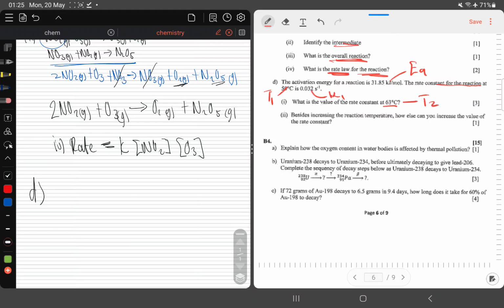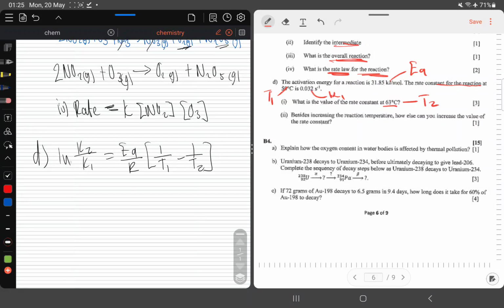So the moment you get two temperatures, we said you're going to use this version of Arrhenius, which says ln of K2 over K1 is equal to Ea over R, then multiplying 1 over T1 minus 1 over T2. If this says K2 over K1, it will be 1 over T1 minus 1 over T2. So now what we want is going to be K2. So we'll just first calculate.